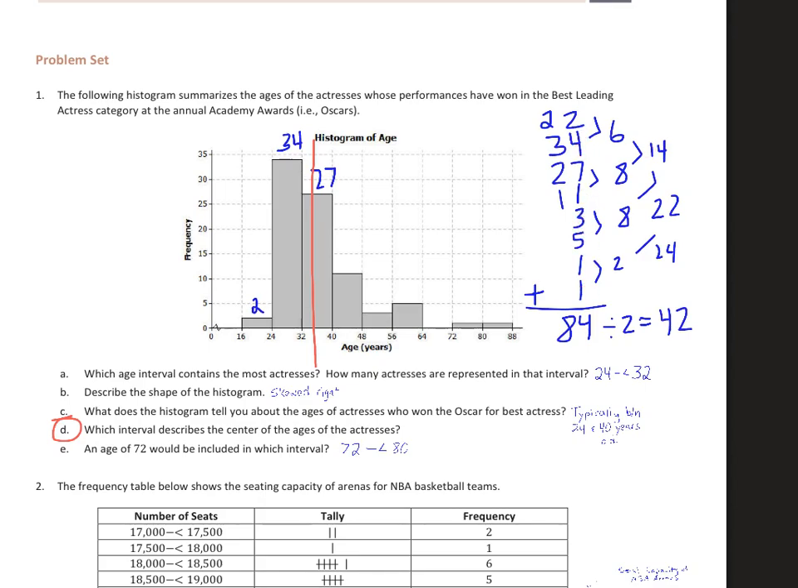And the interval that describes the center, I did that over here. I added up each bar, right? There's 2, 34, 27. This one was at 11, then 3, then 5.